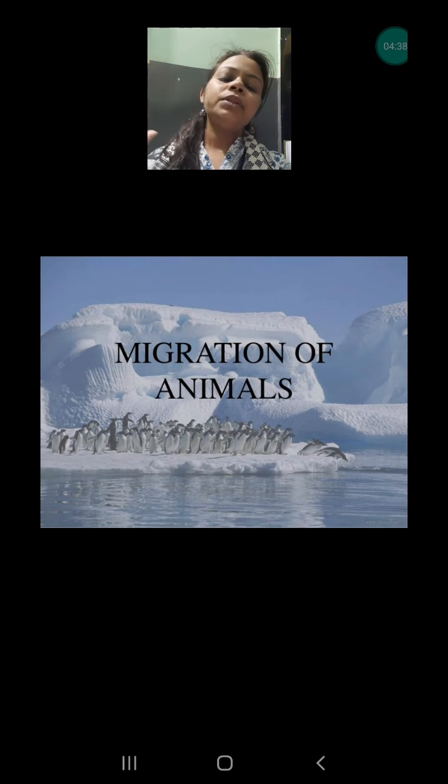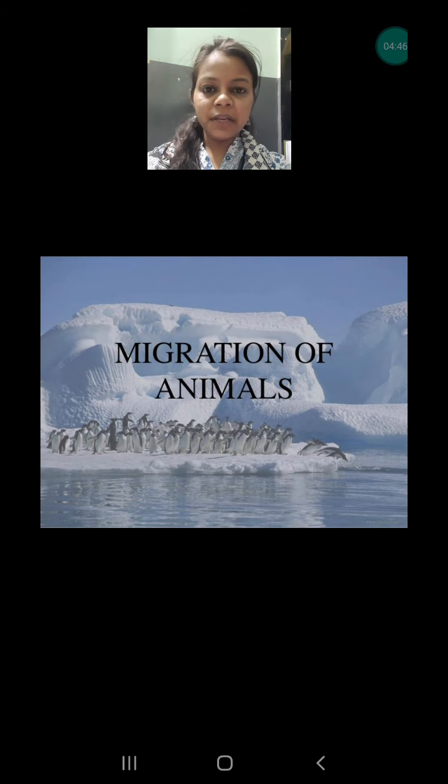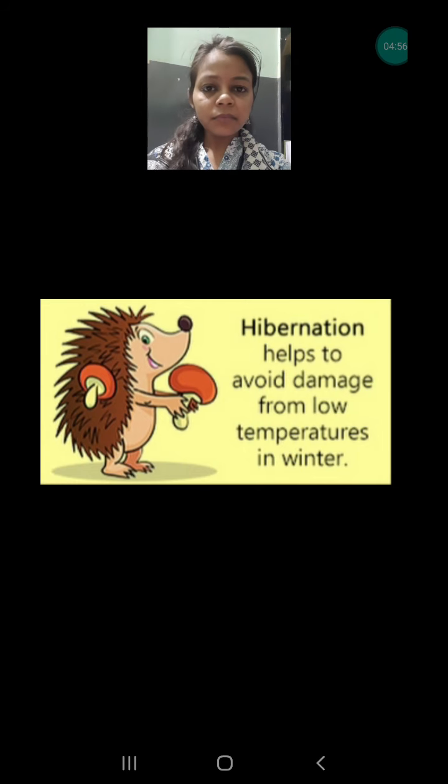And when the situation becomes normal, the temperature becomes normal, again these migrating animals and birds return to their original places. Okay, so this migration is also one kind of adaptation which is shown by the animals living in a cold place. So this is also considered an adaptation. The next is hibernation.